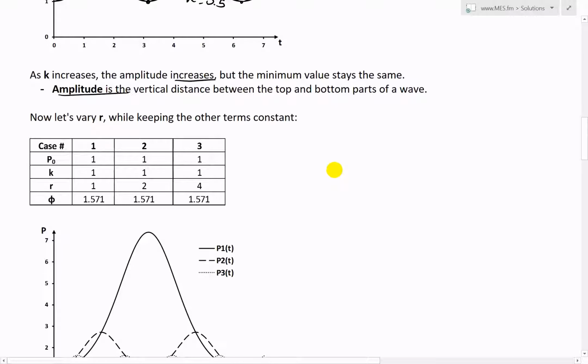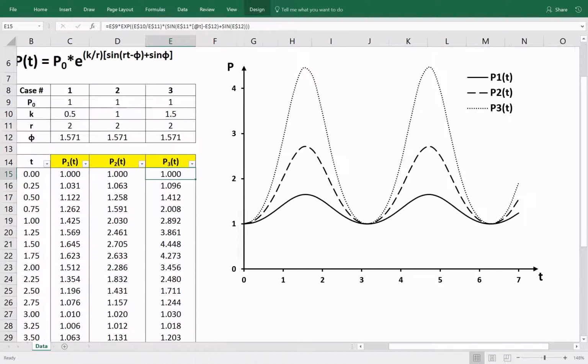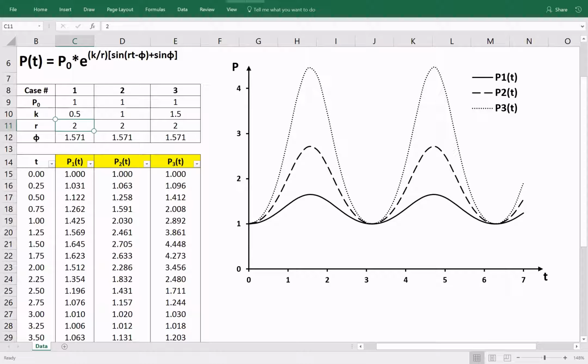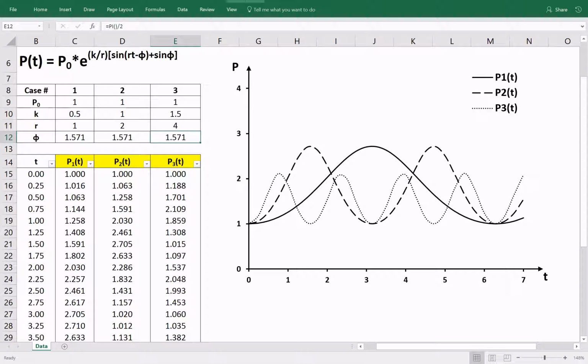The next part I did was vary r while keeping the other terms constant. I kept k as 1, 1, 1 across the board, and I made r as 1, 2, and 4. You can play around with this and just type 1, 2, and 4, and as you can see, this changes like that. You get something that looks like that.